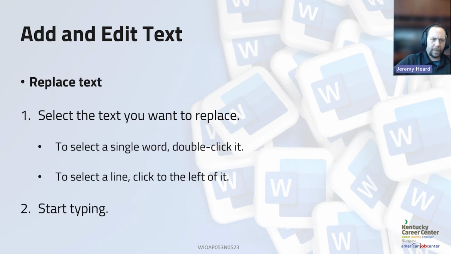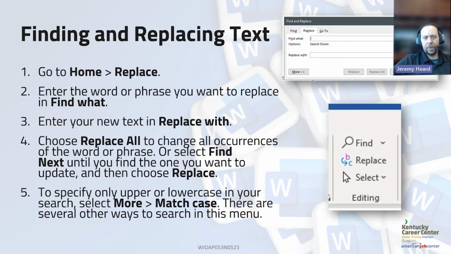If you want to replace text that's already typed into a document, then you simply highlight that text, and then you would type in whatever you want to replace it with. There's a feature within Microsoft Word called Find and Replace that allows you to go through a document and find any instance of a word and replace it with another word, or a phrase and replace it with another phrase. So the way to do that is you'd go to Home and select Replace. In the first field, you'll enter what you want it to find, and then in the second field, you'll enter what you want to replace that with.